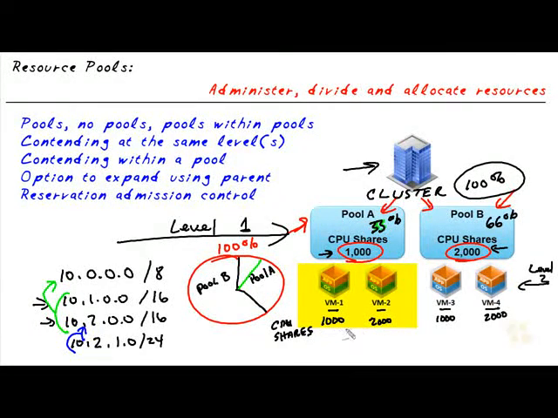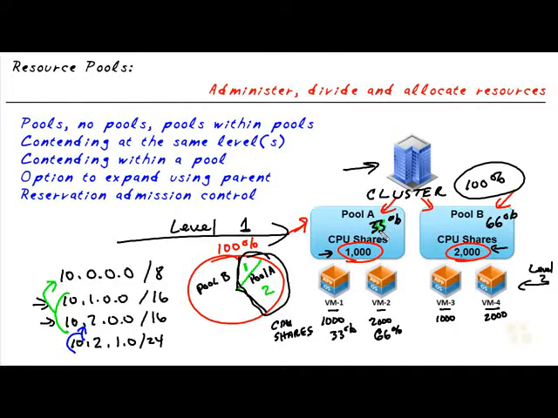Because there's 3,000 shares there and VM has 1, he's going to get about 1/3 of that. And VM2 is going to get about 2/3 of that. So this is VM1 and this is VM2. We have about 33% for VM1 and 66% roughly for VM2. But I want to make sure it's clear that this 33% is 33% of pool A, which is only this much of the pie right here.